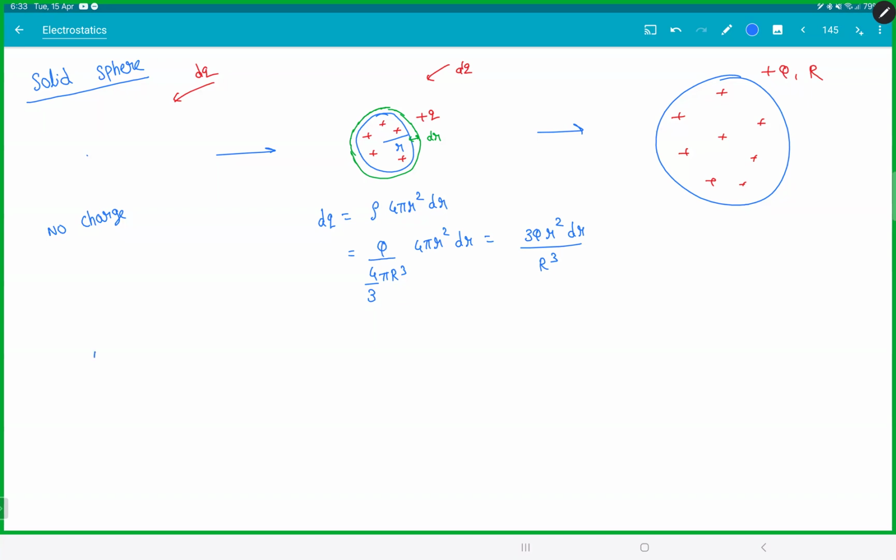Then the work done, small work done, will be this charge dq into the potential at the surface minus potential at infinity. So charge into potential will give you the potential energy. So this will be 3Q r square by R cube into dr, and the potential on the surface will be k small q by r. What is small q again? We need to get that also. What is small q?